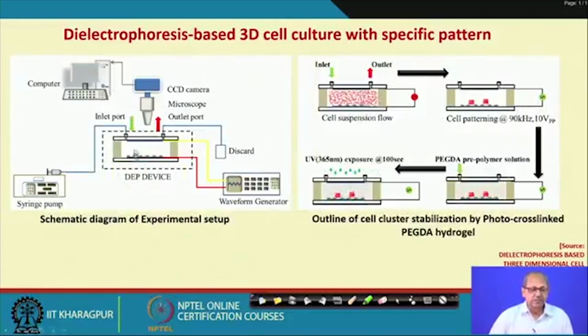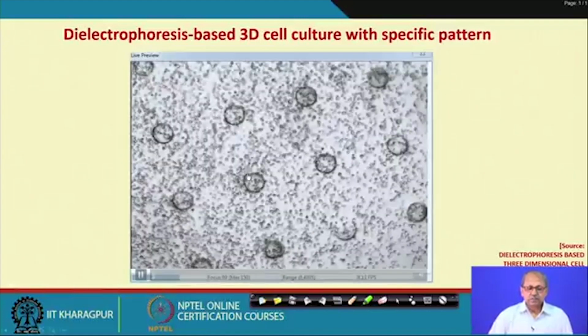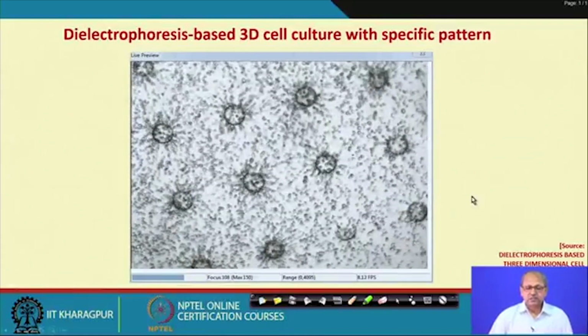This DEP chamber or DEP device is connected with a syringe pump, a waveform generator, and a CCD camera, and all data are noted. After 30 to 80 seconds of running the DEP with the cell-seeded suspension, the cells are patterned. Then we stop the DEP and pass the PEG-DA pre-polymerized solution, and irradiate with UV radiation, by which a low gel polymer will be formed and the cells will be patterned. All these things, how cells are patterned, we are showing in this video.